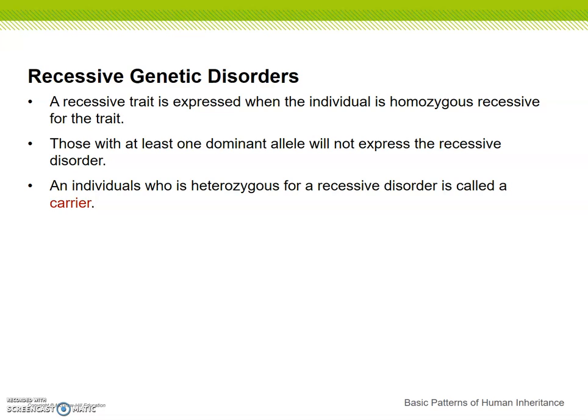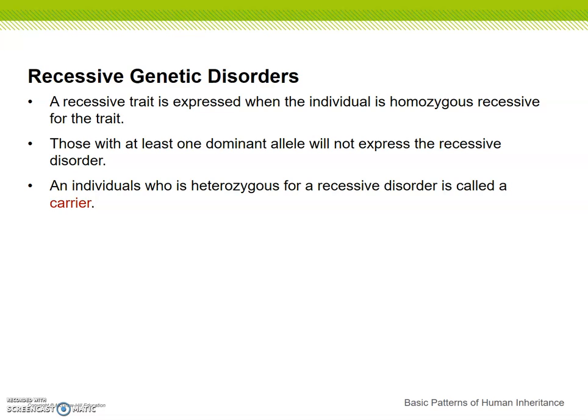A recessive trait is expressed when the individual is homozygous recessive for that trait. Let's not forget that homozygous recessive, in your Punnett square, would be two lowercase letters. Those with at least one dominant allele will not express the recessive disorder. So it could be two capital letters or even just one capital letter with a small letter in your Punnett square for the genotype, and it is not going to express the recessive disorder.